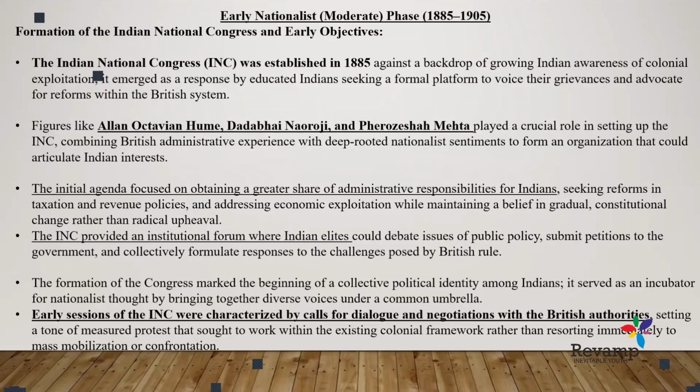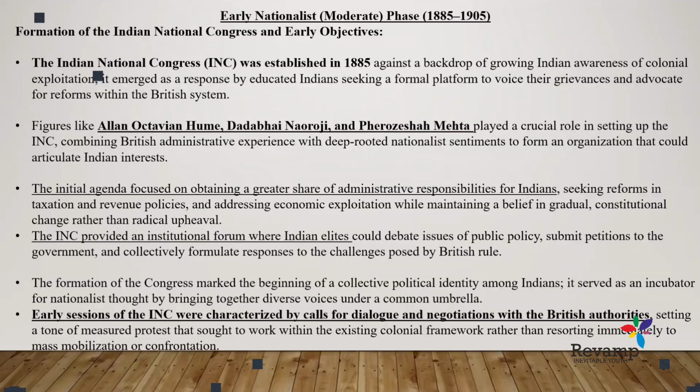Due to the backdrop of Indian awareness of the colonial exploitation, through the previous rebels and revolts we can understand that there was a growing awareness among the Indian workers and peasants. There was an exploitation by the colonial officers. So the Indian National Congress was first established as a formal platform for Indians to voice their grievances and advocate for reforms within the British system.